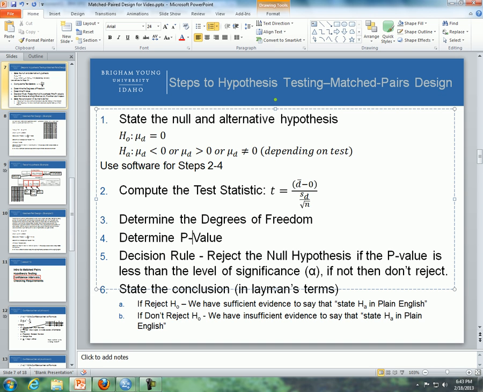If we reject the null from step 5, we have sufficient evidence to say that, and then we state the alternative in plain English. If we don't reject the null in step 5, then we have insufficient evidence to say that, and then we state the alternative hypothesis in plain English. Let's go through a couple of examples.